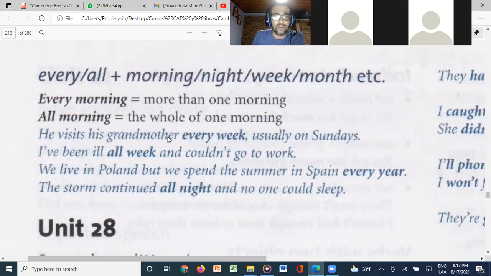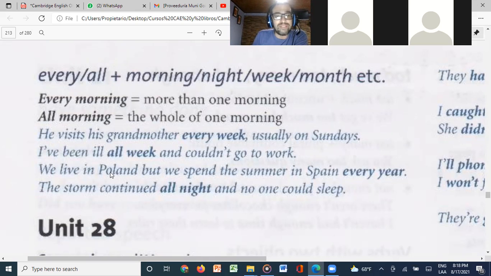Like he visits his grandmother every week, right? Usually on Sunday. That means every single week, right? Now, if I say I've been ill all week and couldn't go to work, okay? That means that you, like me, for example, I think I had COVID for 2 weeks. So I can say all week I was in bed, right? That means that the whole week I was just laying down on my bed, right?